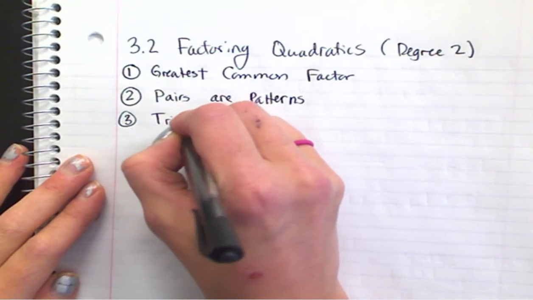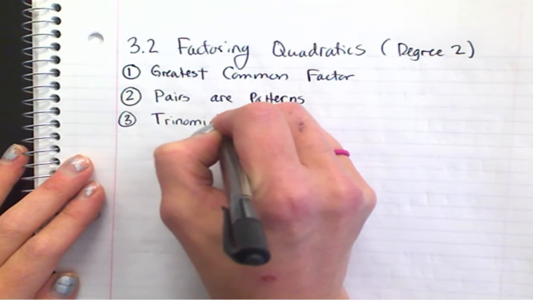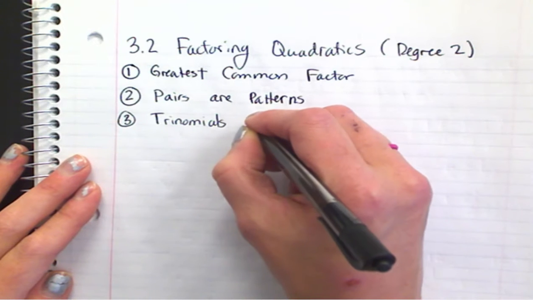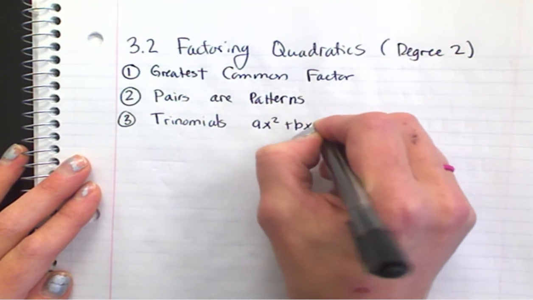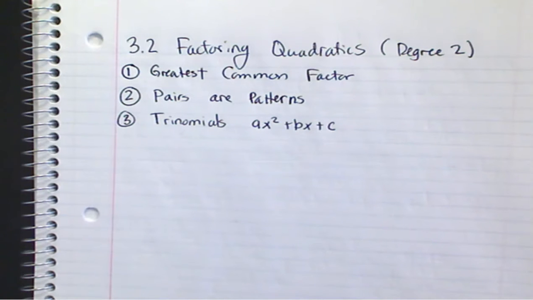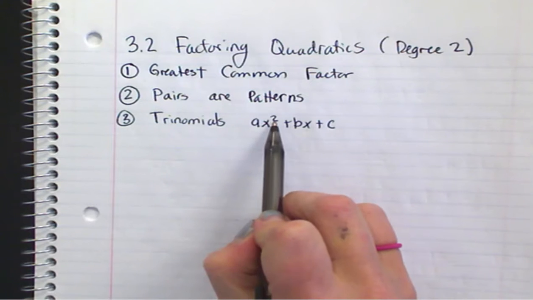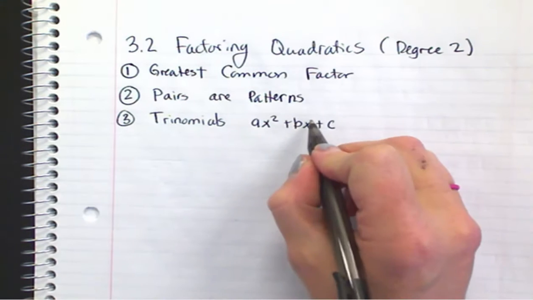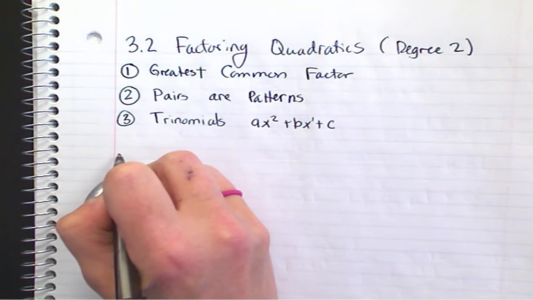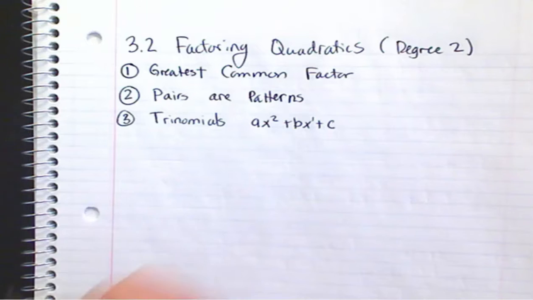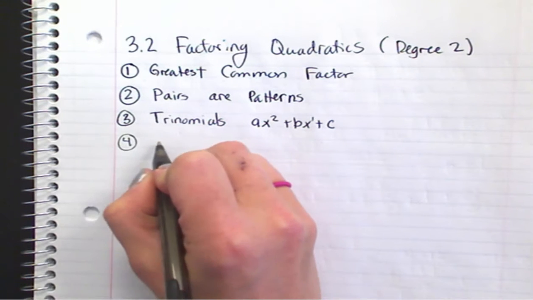Okay, trinomials. Ax squared plus bx plus c. They are 3 terms, and they are quadratic. They're quadratic because the degree starts at 2, and then it's a 1, and then it's none. Okay. And then there's number 4, grouping.